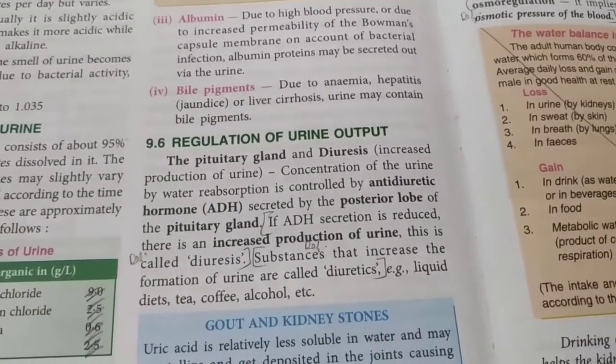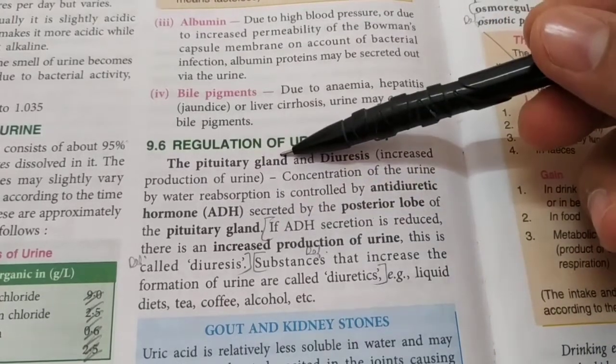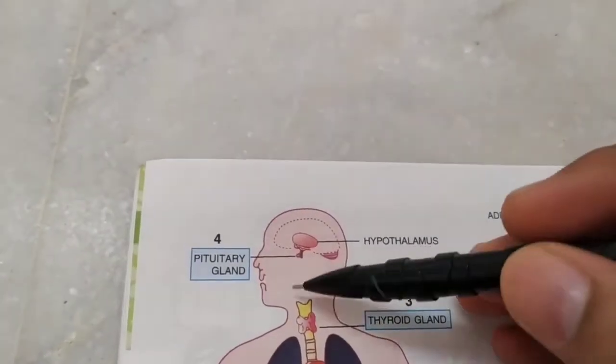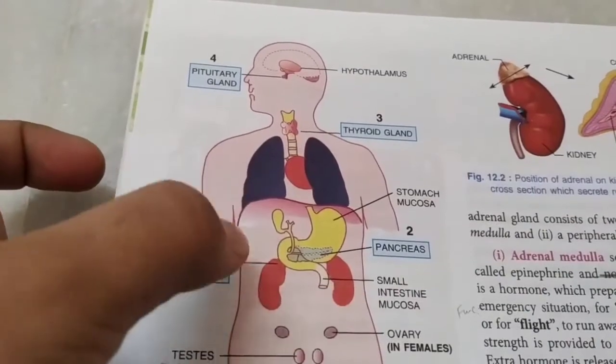Now, regulation of urine output, as I was explaining, during summer, the ADH hormone is released by the pituitary gland. Pituitary gland, the master gland in our head. Here it is, pituitary gland. Very small gland, but very, very important for life because it controls a lot of other glands.